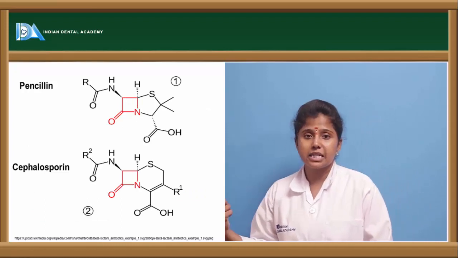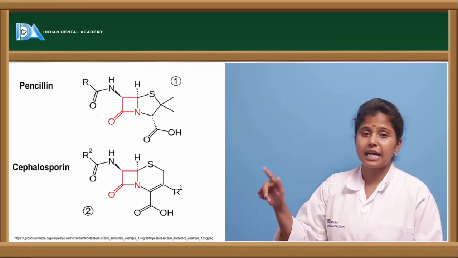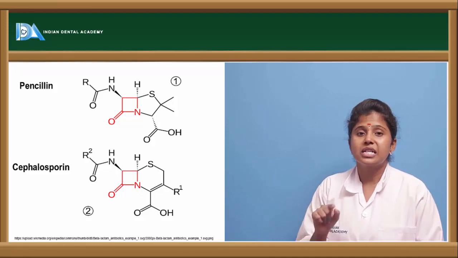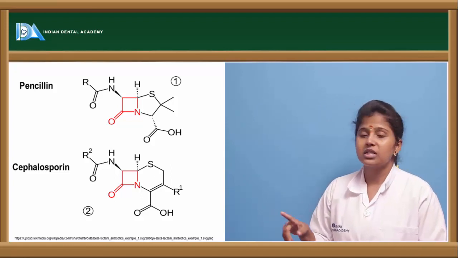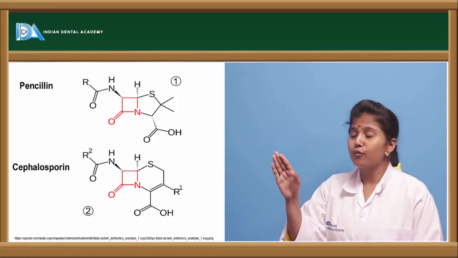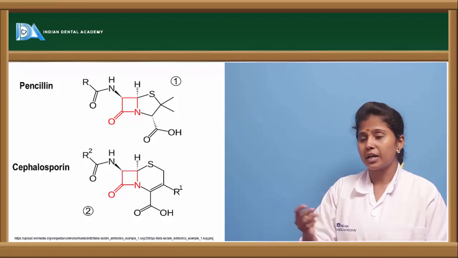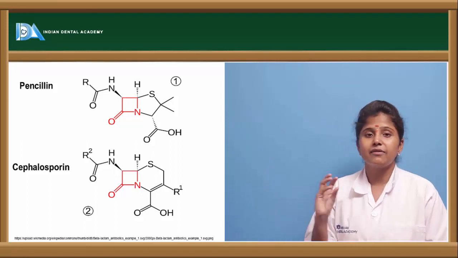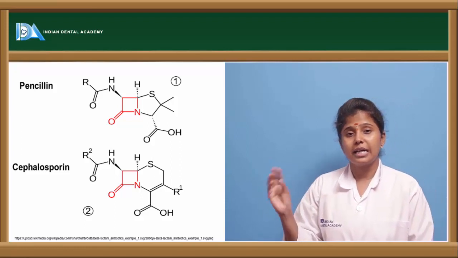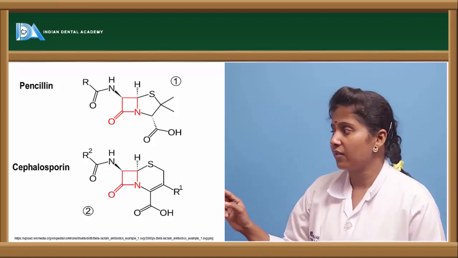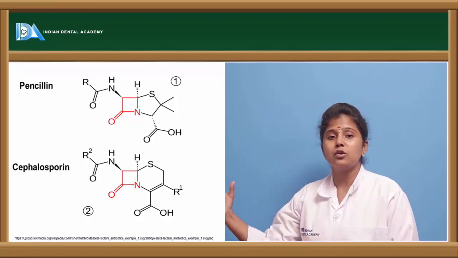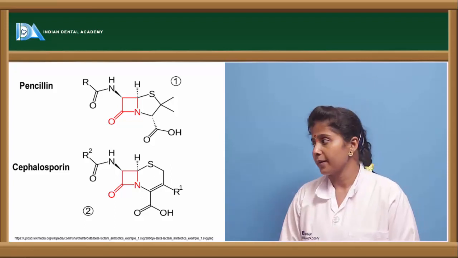Here we can see the structure of penicillin and cephalosporins. They have a ring structure. One has a four-membered ring with 3 carbon atoms and 1 nitrogen, and the other has a five-membered ring, again with 3 carbon atoms, 1 sulfur and 1 nitrogen. This completely constitutes the beta-lactam ring.